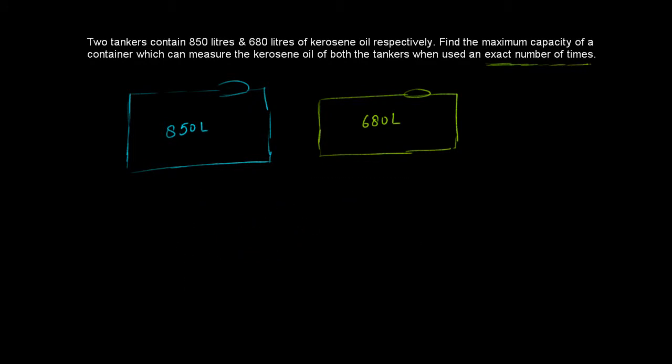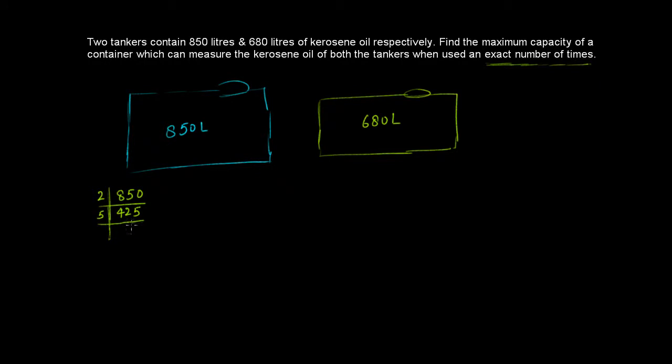Okay, so maximum capacity for 850, if you find the prime factorization, this will be 2 times. If you divide 850 by 2, you will get the quotient 425. Now, since 4 plus 2 plus 5 is 11, this will not be divisible by 3. This will be divisible by 5.